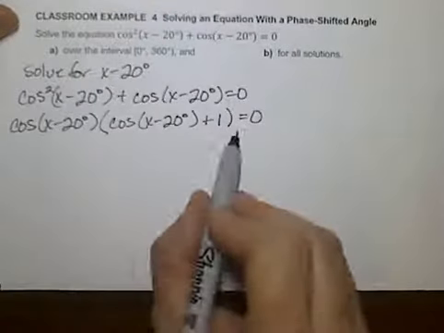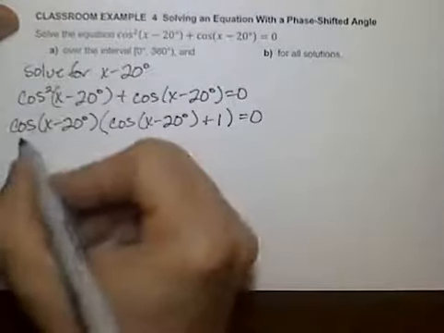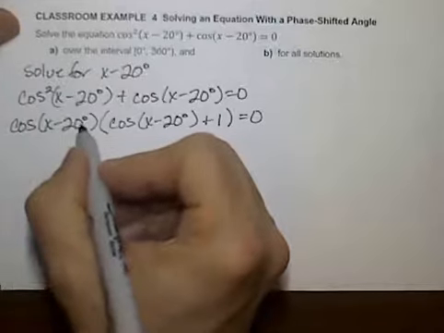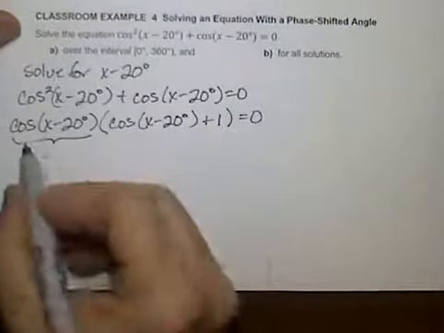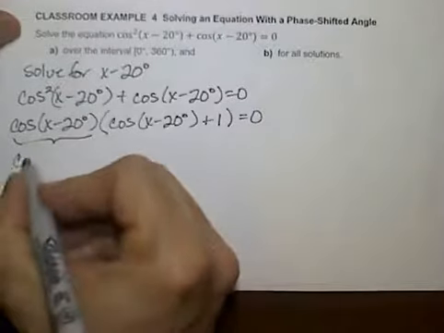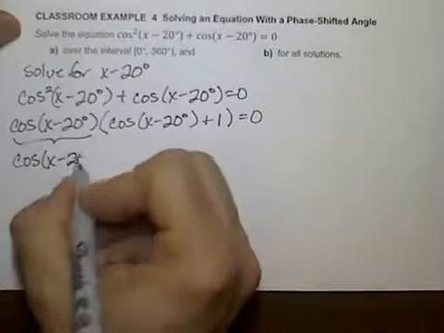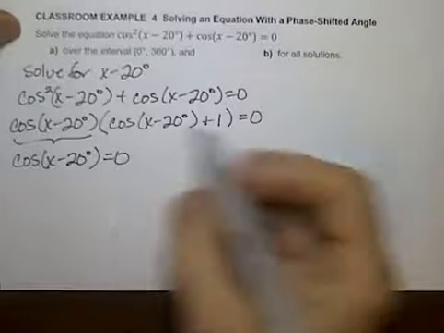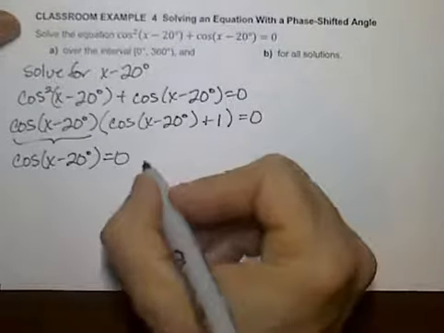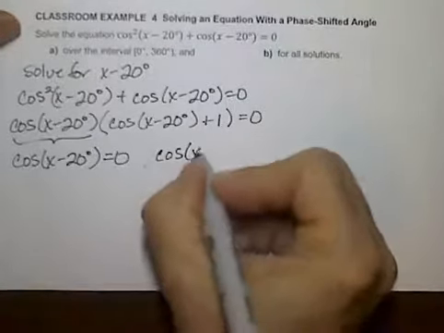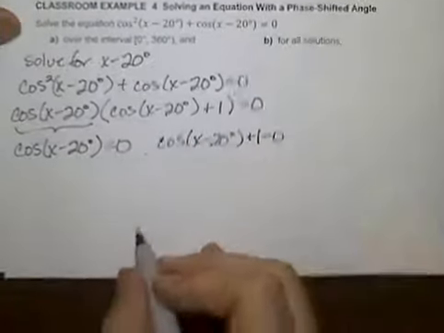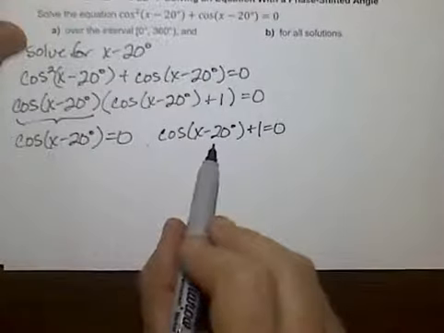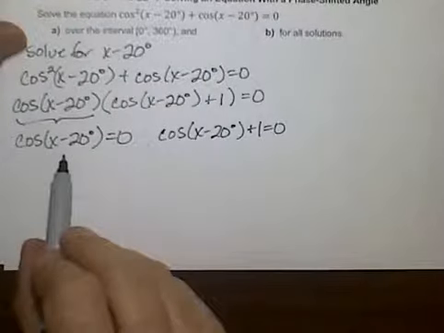Now we're going to take each factor and set it equal to 0, and keep in mind that this x minus 20 is inside of our cosine function. So this entire thing is one factor. We're going to take that and set it equal to 0. And then we're going to take this whole factor and set it equal to 0. What we want to do for right now is solve for the x minus 20 degrees.